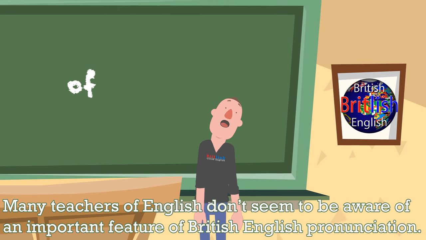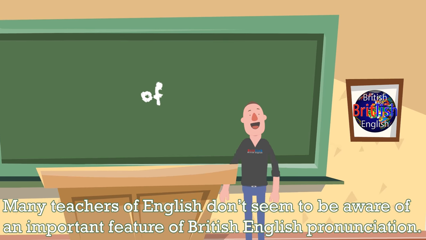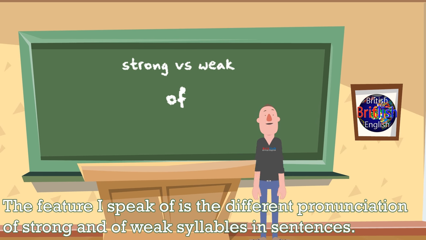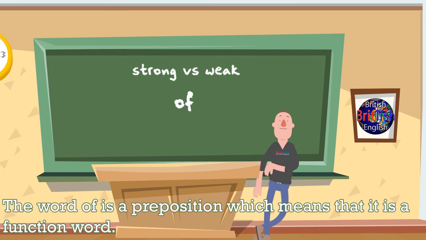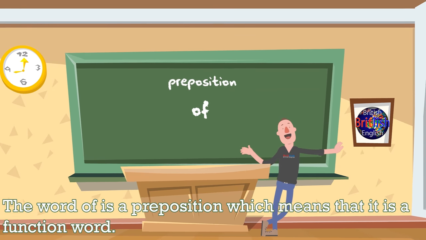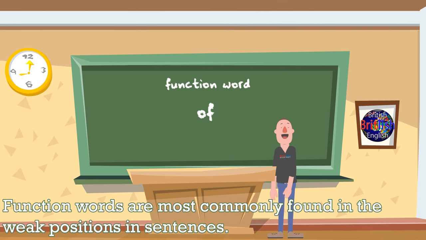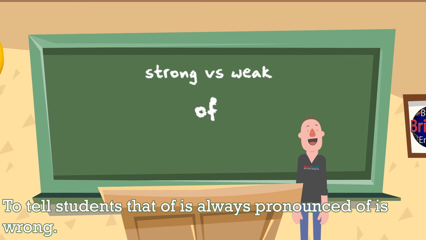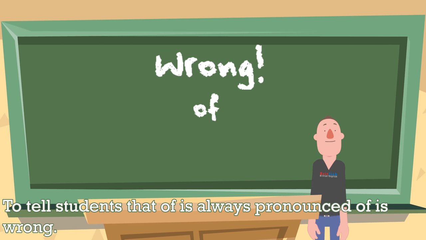Many teachers of English don't seem to be aware of an important feature of British English pronunciation. The feature I speak of is the different pronunciation of strong and of weak syllables in sentences. The word "of" is a preposition, which means that it is a function word. Function words are most commonly found in the weak positions in sentences. To tell students that "of" is always pronounced "of" is wrong.